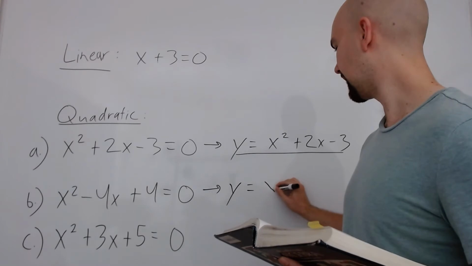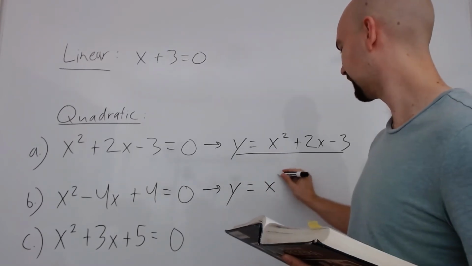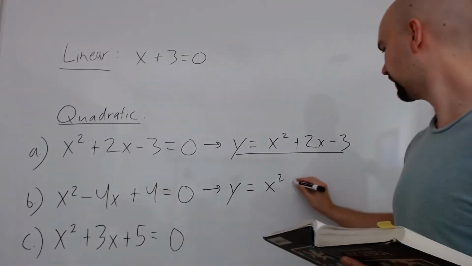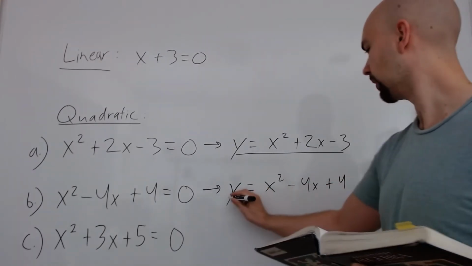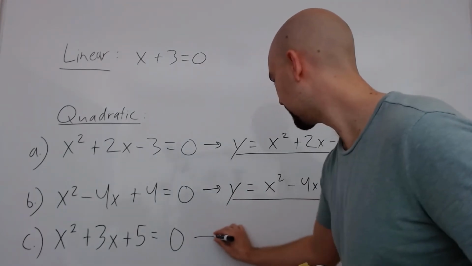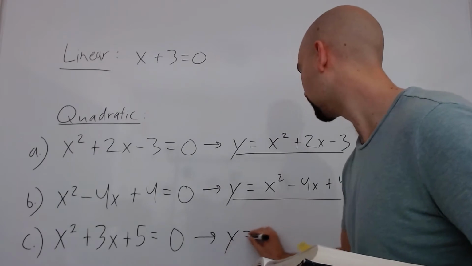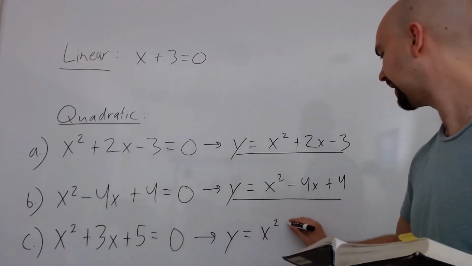Next one, same thing, just replace the 0 with a y. y equals x squared. Oops. Not x to the fourth, thankfully. y equals x squared minus 4x plus 4. And finally, change that 0 to a y. y equals, again, I'm doing this just because I'm setting it up to graph.